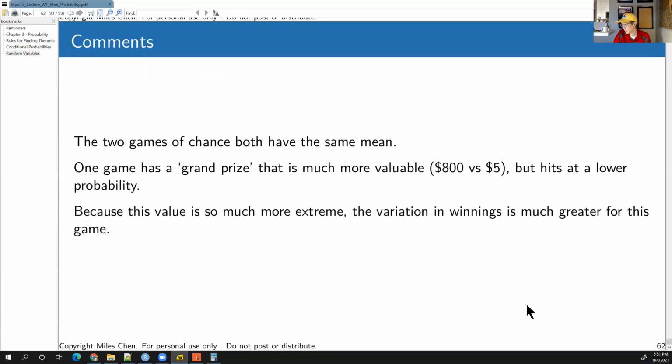And so that's kind of how it goes, right? Both of these games, if you do the calculations, have the same mean, but one has a grand prize that's much more valuable and hits at a much lower probability. The value is much more extreme, so your variance is much greater in that situation.